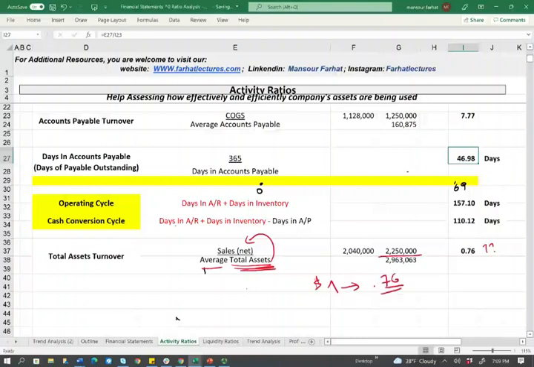For every dollar in assets, we are generating 76 pennies. Are we efficient? Not efficient. Does this make sense? As an auditor, you might have some expectation before you start the audit that for this industry, it should be 0.6. Why is it 0.76? Are they increasing their sales or do they have fewer assets? Are they being more efficient? Or is it a combination of these two? Again, this is how analytical procedures will help you pinpoint red flags in the audit.